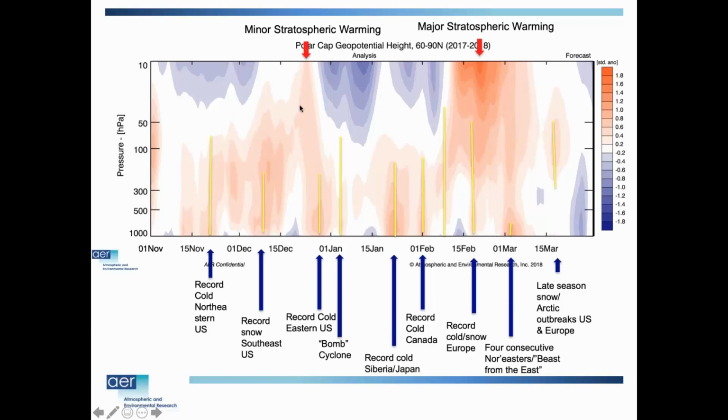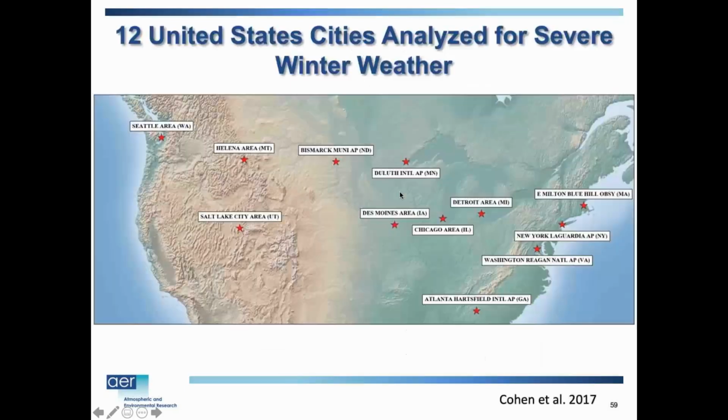The point of this slide is that it is a good example to show the impacts of the two different flavors of these polar vortex disruptions, but also just to show you that you tend to get these extreme events when these Arctic pulsates warm.